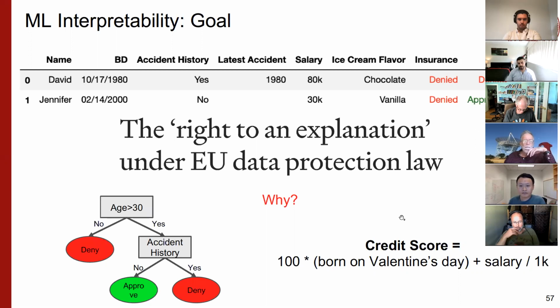So assume this is the insurance model, this is the loan model, and they seem very simple models to interpret. We can see that David was denied because he had accident history. Jennifer was denied because she was young. Why did Jennifer get a loan? Because she was born on Valentine's Day. So the interpretation might not be acceptable, but it's true to the model, and that's what we want.